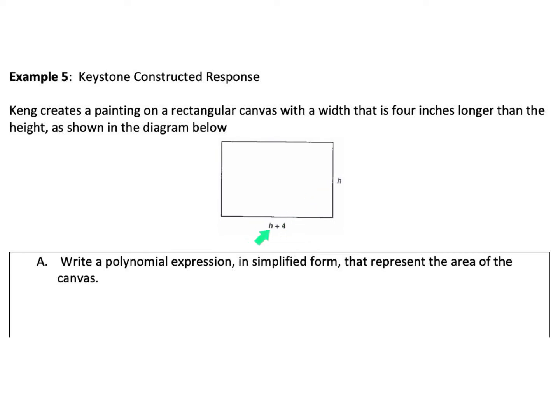Height and our length. Okay, write a polynomial expression in simplified form that represents the area. All right, we got this. Area we know is length times width. So we're going to just show our work.